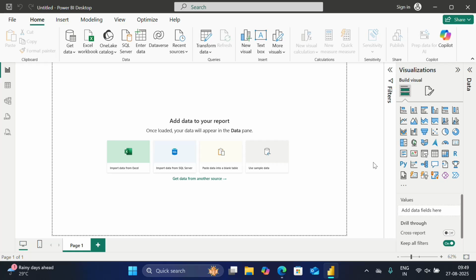In the next session, we are going to see how to compare the values like table, slicer, card, new card, multi-row card, and how to enable the map features, right?